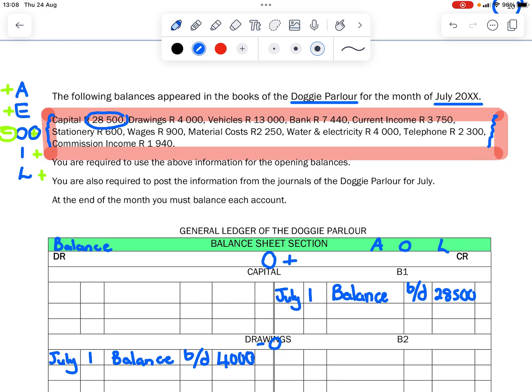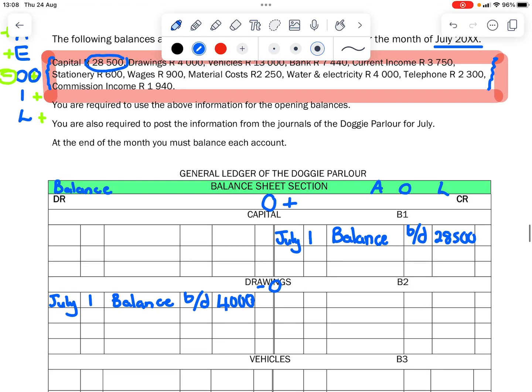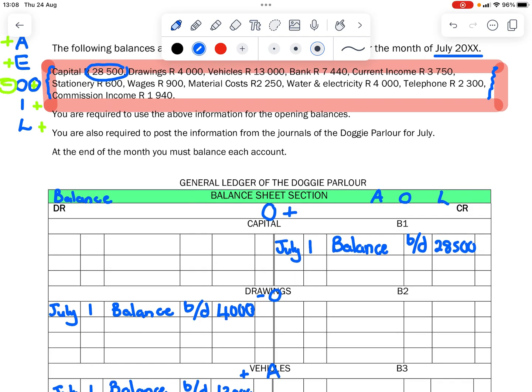We then need to go to vehicles. According to AE Oil, vehicles is an asset increasing on the debit side, so we'll enter in our balance on the debit side. We will have our balance on July the 1st, our balance brought down from the previous month, and the balance that they give us there for vehicles is 13,000 Rand.